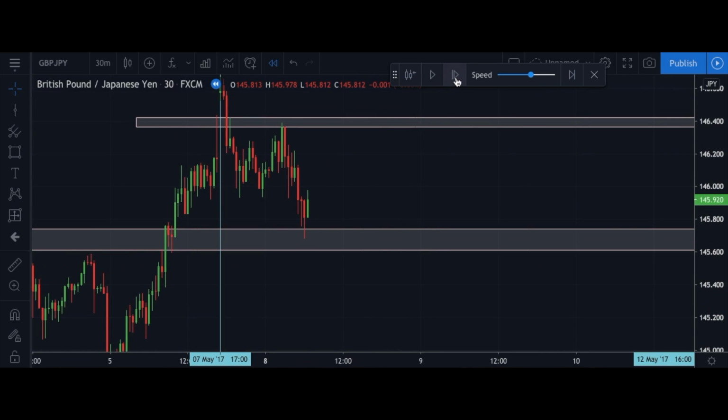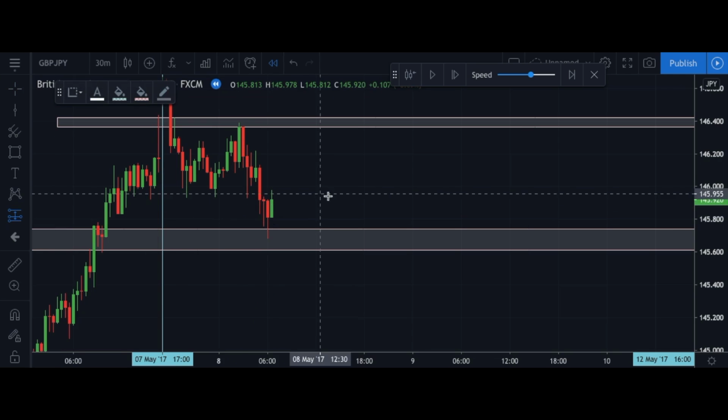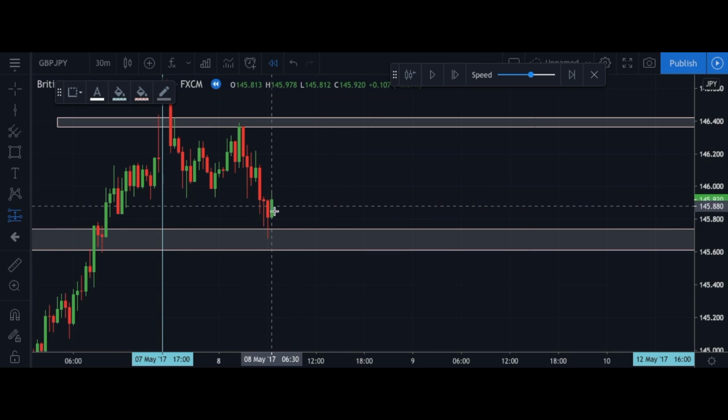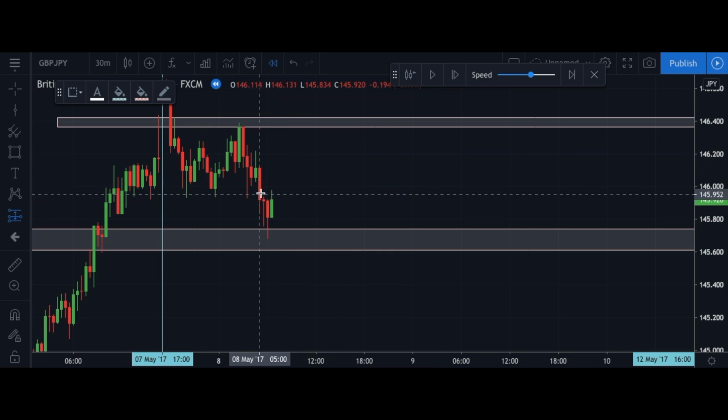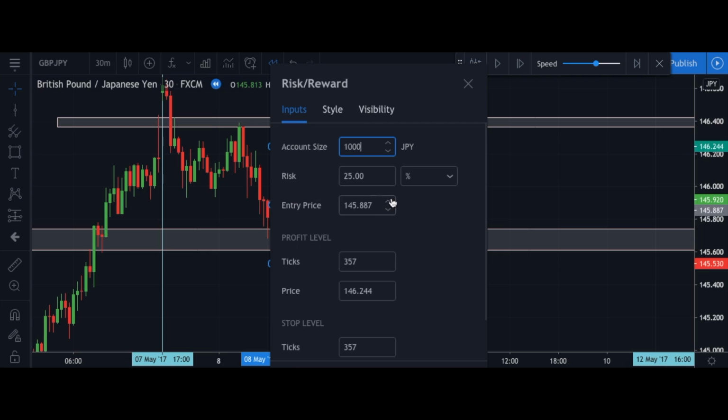So I'm going to go to the next candle. That's 6:30. Okay, so technically speaking, it would be 7 a.m. that I'd be entering, since this is a 6:30 candle and it closed. So I go here, choose my long position, and I pretty much map out that my entry would be the close of the 6:30. So up here it shows everything to do with the candles. As you can see, when I move it, it changes. So 145.920.